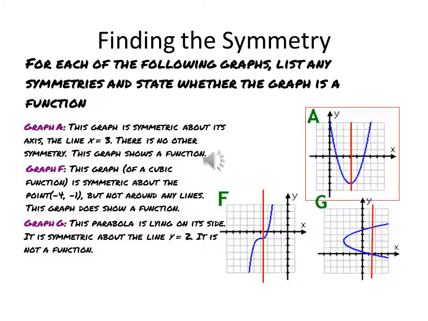Can you tell what graph A is? I'll give you a free moment to figure out the answer. Okay, the answer to graph A is, this graph is symmetric about its axis at the line x equals 3. There are no other symmetries. However, the graph passed the vertical line test, so it shows that it is a function. Now, let's move to graph F, and I will give you a free moment to see if you can figure out what graph F is.